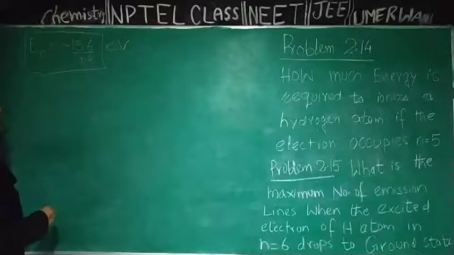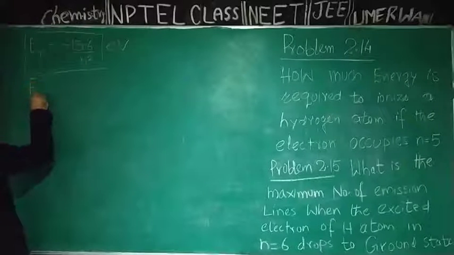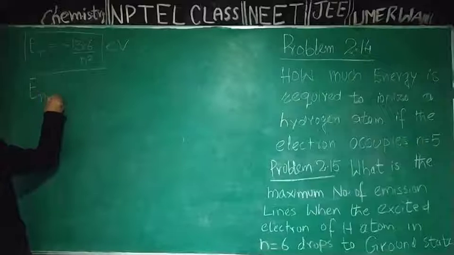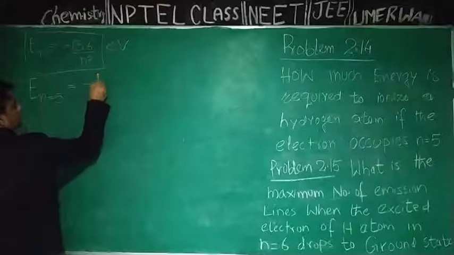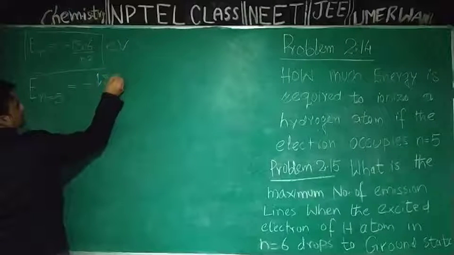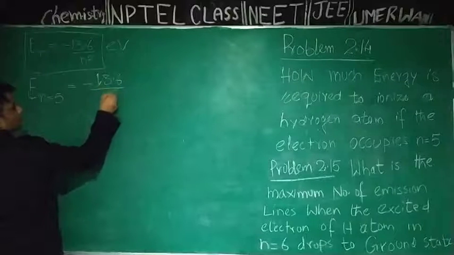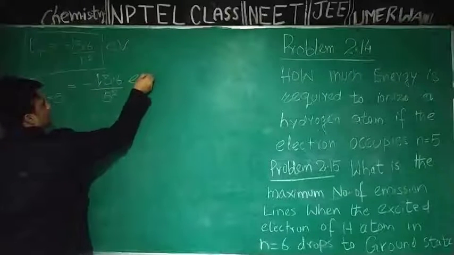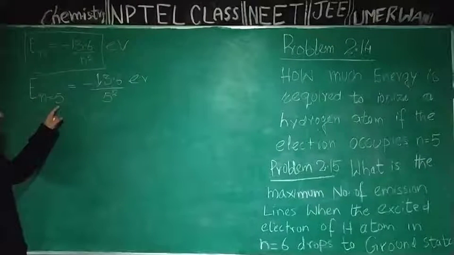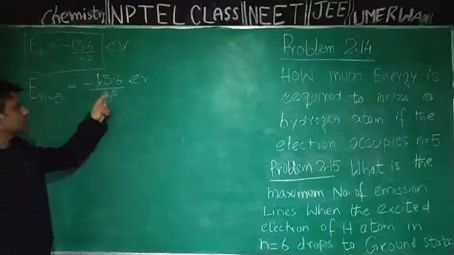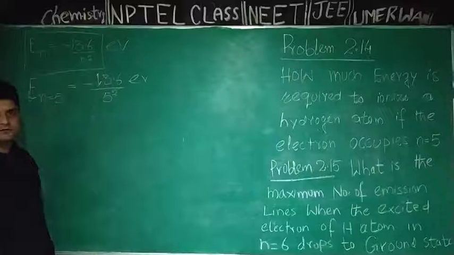Now we have the situation that the electron is present in the fifth orbit, and the energy of the electron in n equal to 5 will be equal to minus 13.6 divided by 5 square electron volt. That is, the electron is present in the fifth orbit of the hydrogen atom, and in this orbit its energy is minus 13.6 divided by 5 square electron volt.